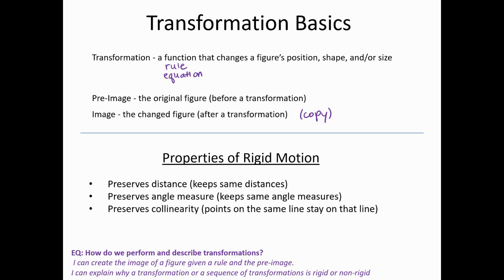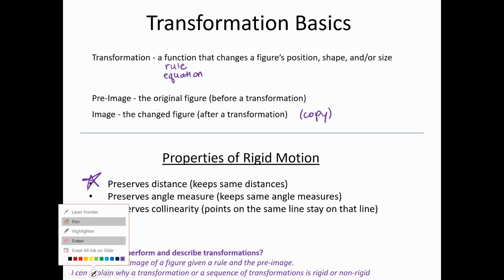Then we have properties of rigid motion. One of our goals is to be able to explain why a transformation is rigid motion or non-rigid, so we need to know what rigid motion is. Rigid motion basically means that we preserve distance. I'm going to star this one. Super important that we preserve distance.